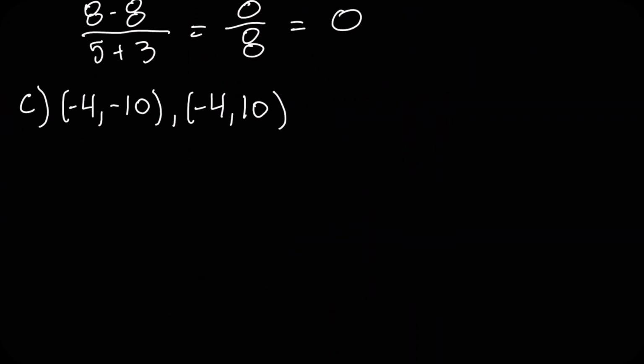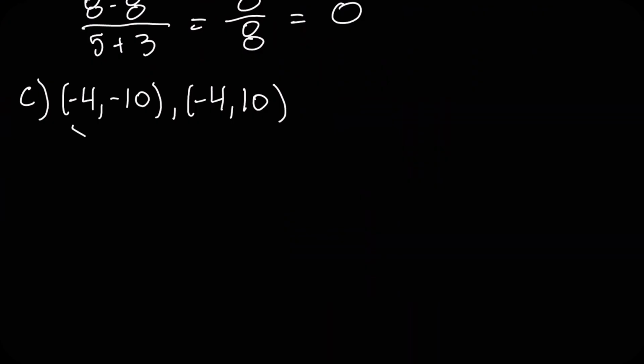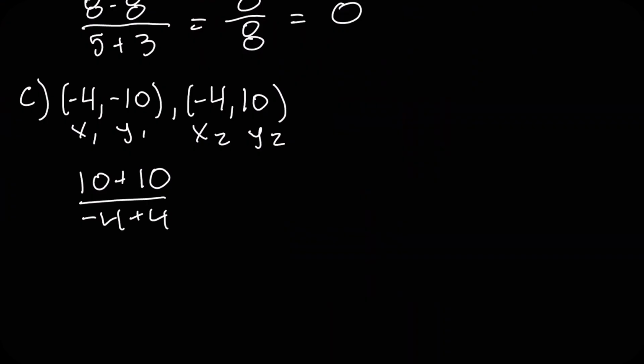How about this last one? Well, we have x1, y1, and we have x2, y2, and go ahead and plug that into your equation. 10 plus 10 divided by negative 4 plus 4, and this gets us a 20 divided by 0. Now, when you have a 0 in the bottom, this is actually going to be an undefined slope. So go ahead and write undefined.